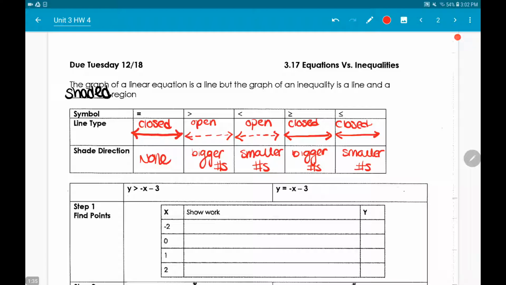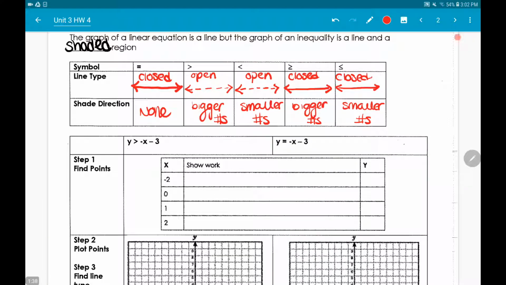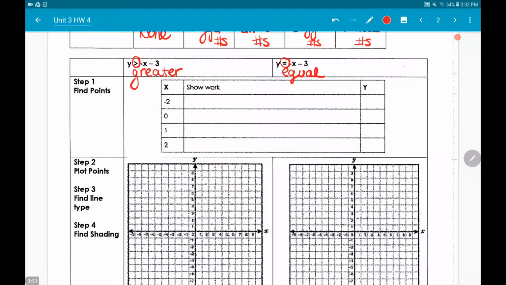Okay, so what we're going to do is we're going to plot both of these graphs. We have an inequality with a greater than symbol, and we have an equation with an equal. No matter which one I'm graphing, how I get my points is the same. So remember, our format comes from our equation. Our equation is negative x minus 3, and the thing that I'm replacing is that x value. So it's going to be negative parentheses minus 3. Negative parentheses minus 3. And that's the same for all of them.